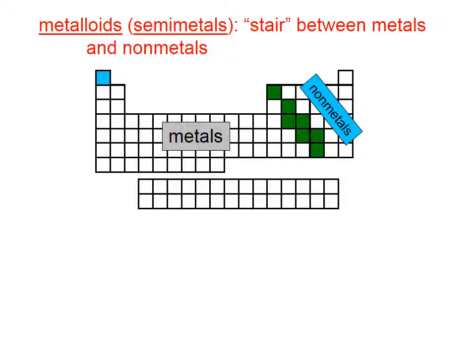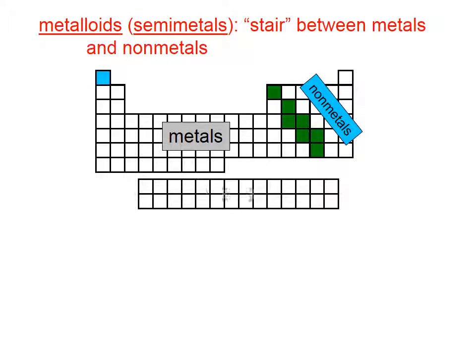The metalloids, or semimetals, are a stair step of elements located between the metals and the nonmetals. We've said that the metals are on the left side of the periodic table, with the exception of hydrogen. Hydrogen in the upper left corner is a nonmetal, and you need to know that it is a nonmetal. But aside from hydrogen, the other nonmetals are on the right side in this more or less triangular shape of elements. Those are the nonmetals along with hydrogen.